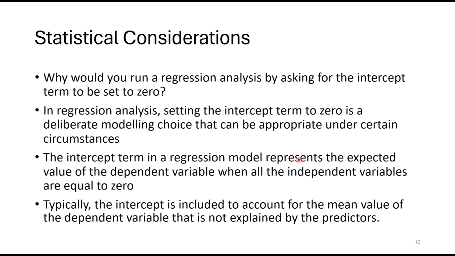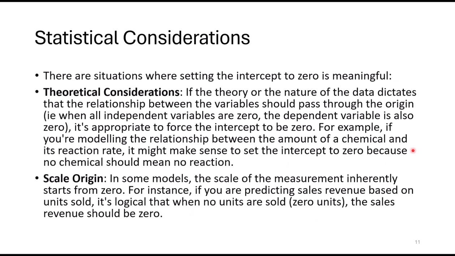A bit of stats now. Why would you run a regression analysis by asking for the intercept term to be set to 0? Well, in regression analysis, setting the intercept term to 0 is a deliberate modeling choice that can be appropriate under certain circumstances. The intercept term in a regression model represents the expected value of the dependent variable when all the independent variables are equal to 0. Typically, the intercept is included to account for the mean value of the dependent variable that isn't explained by the predictor. And there are situations where setting the intercept to 0 is meaningful.